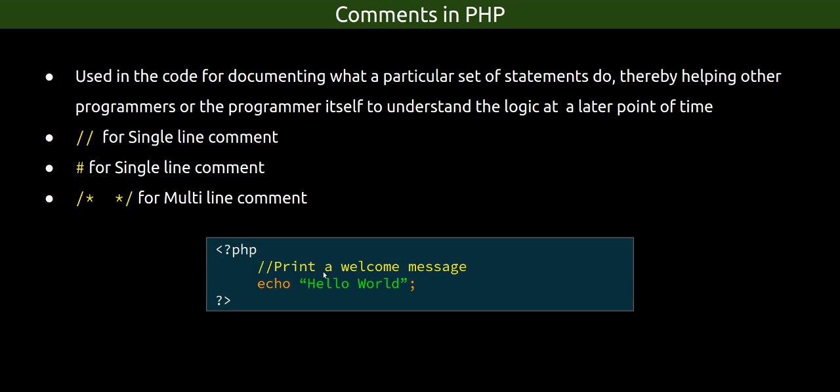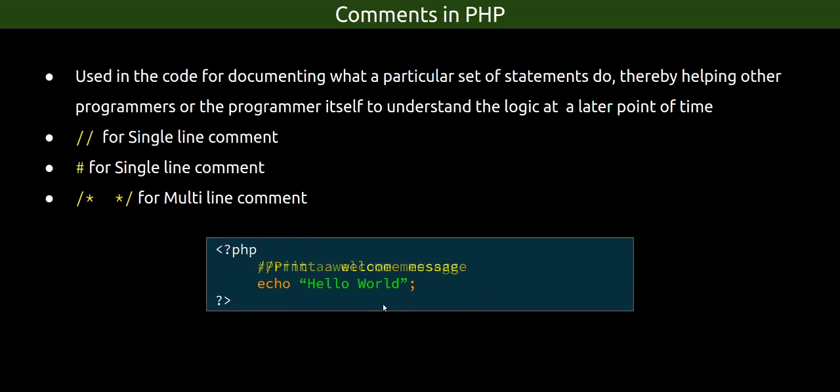So this is not part of the actual code. This just gives information about what this line does. Normally you don't have to put a comment for echo hello world, but for explaining what a comment is, I've just used this example. For simple things like this, you don't normally have to put a comment, but if you're doing some complex thing, you can put some comments here.